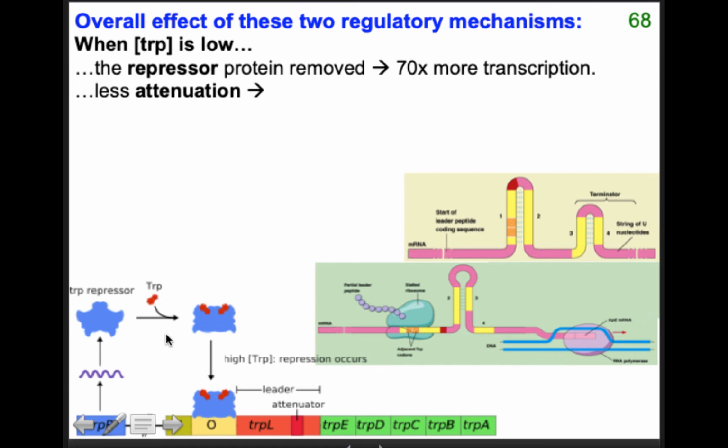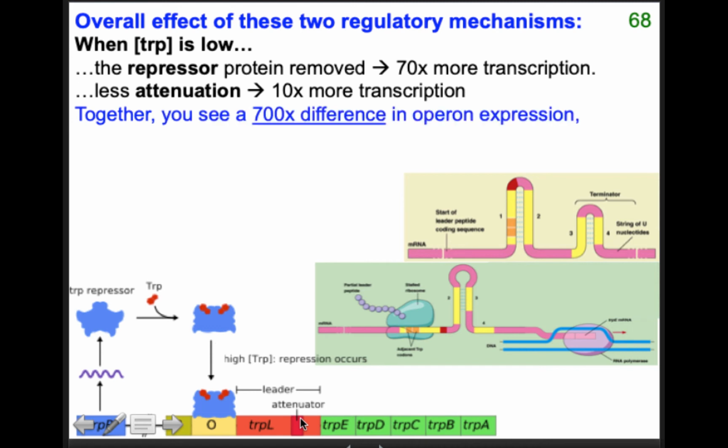In terms of attenuation, it's not as strong an effect, but it is kind of multiplicative in that you get about 10 times more transcription when you have a low concentration of tryptophan, and therefore you're ending transcription less often at the attenuator, like the termination sequence of the attenuator here. All right. So overall, depending on whether there's lots of tryptophan present or not enough tryptophan present, you can see about a 700 times difference in how much this operon gets expressed, how much it gets transcribed and translated.